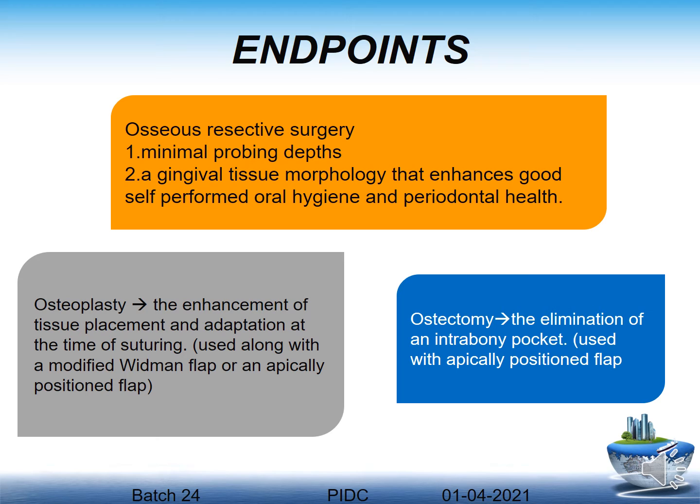So the take-home points are that osseous resective surgery is done in cases with minimal probing depths, where the gingival tissue morphology enhances good self-performed oral hygiene and periodontal health. Osteoplasty is basically the enhancement of tissue placement and adaptation at the time of suturing. It is also used along with a modified Widman flap or apically positioned flap. Whereas osteotomy is generally used for the elimination of an intrabony pocket, used with an apically positioned flap.